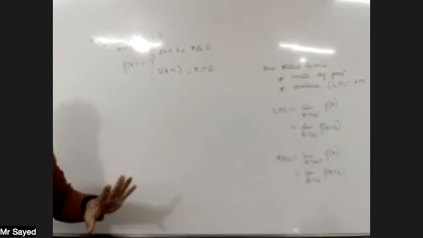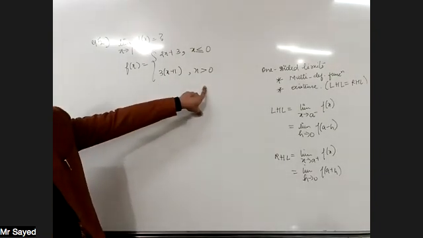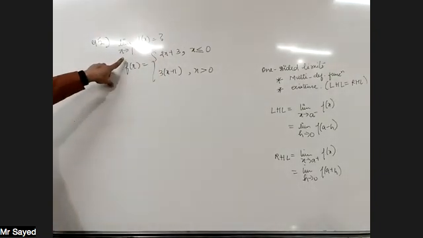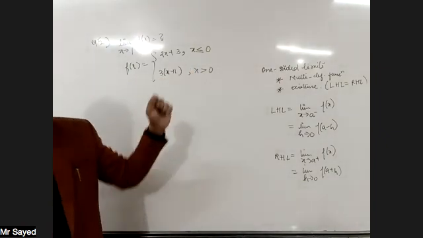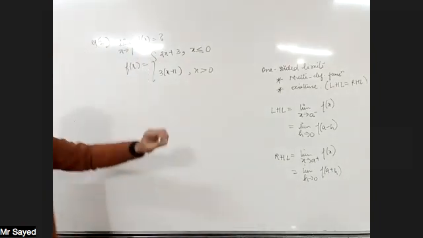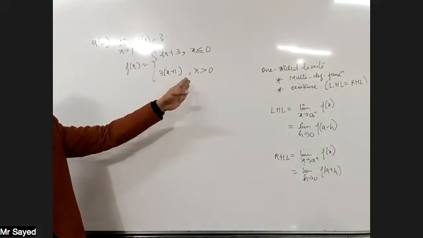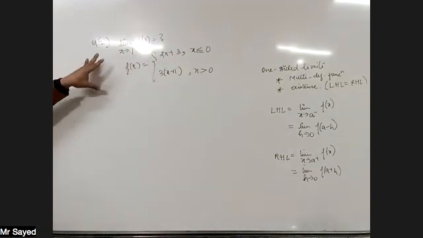Listen to it carefully. If the definition is given at the point at which we need to find out the limit, is it extending to 1 or extending to 0? Extending to 1. Now look, it is mandatory to make use of one-sided limit if the definition which is given is also at that point where we need to find out the limit.